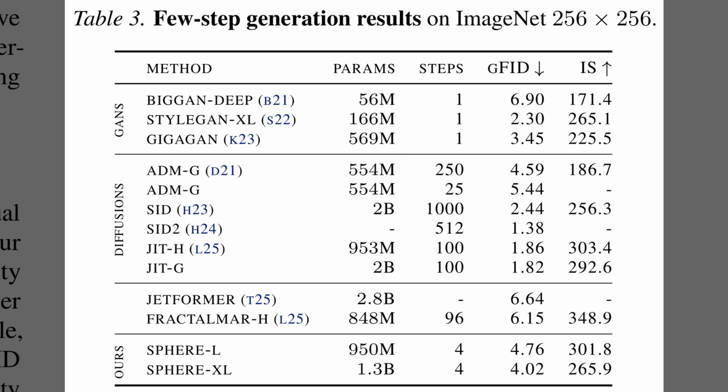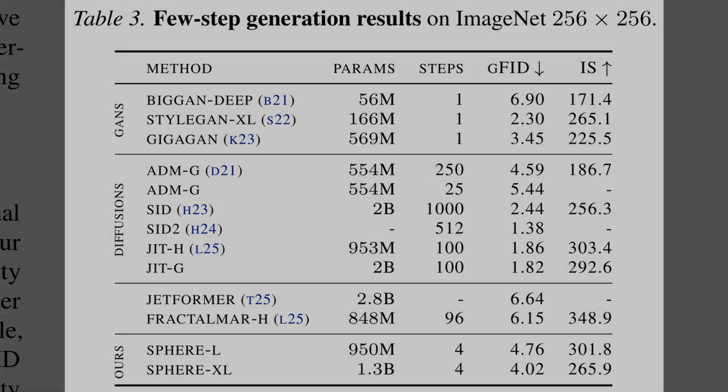Well, Table 3 scales this evaluation up to ImageNet at 256 resolution. The middle section lists diffusion baselines like ADMG and SID, which typically require hundreds or even thousands of sampling steps. Down at the bottom, however, the Sphere XL model achieves a competitive generation FID of 4.02 in only 4 steps. This performance surpasses the standard ADMG model, which needs 250 steps to reach a higher FID of 4.59, proving that the Sphere encoder offers a massive reduction in computational cost.